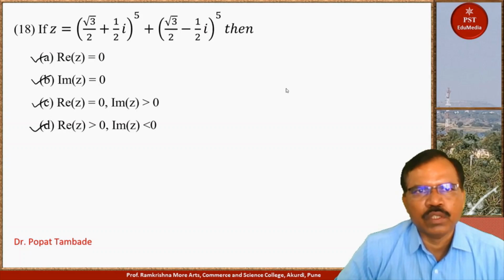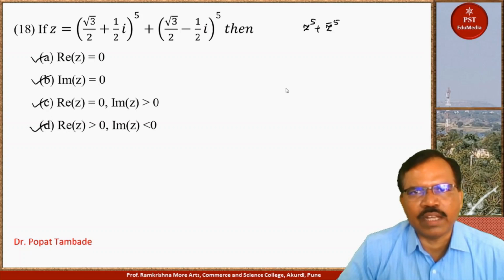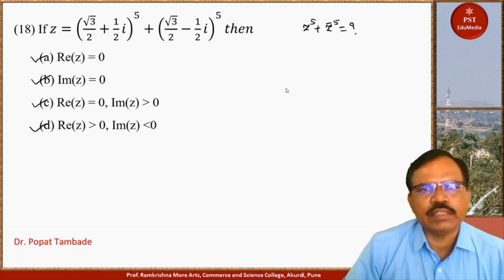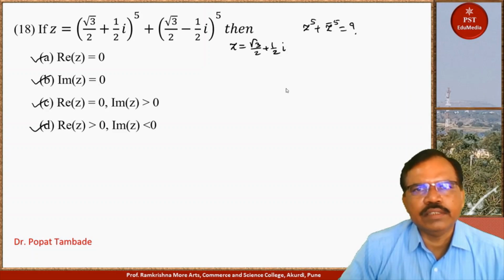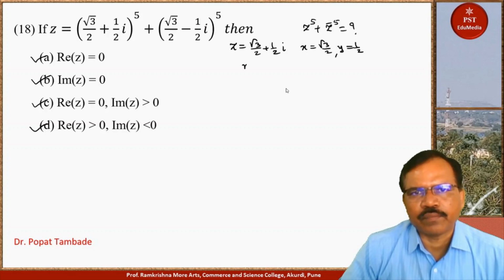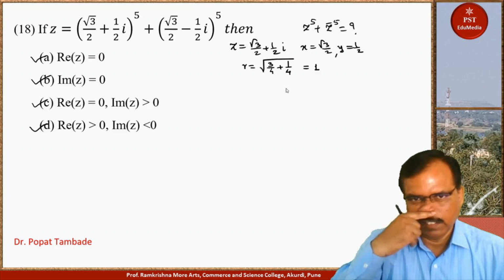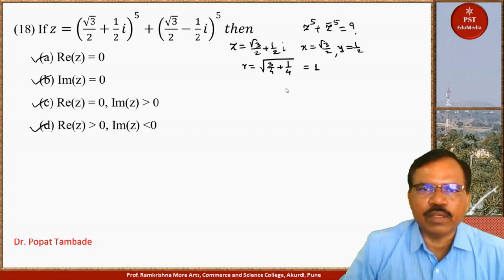Now we'll solve this. So we'll take here z raised to 5 plus z bar raised to 5 is equal to how much? So let us take z is equal to root 3 by 2 plus 1 half i. Now x is equal to root 3 by 2, y is equal to 1 half. So you can find r. r is equal to root of root 3 by 2 square, that is 3 by 4, plus y square, that is 1 by 4. So we'll get here 1.